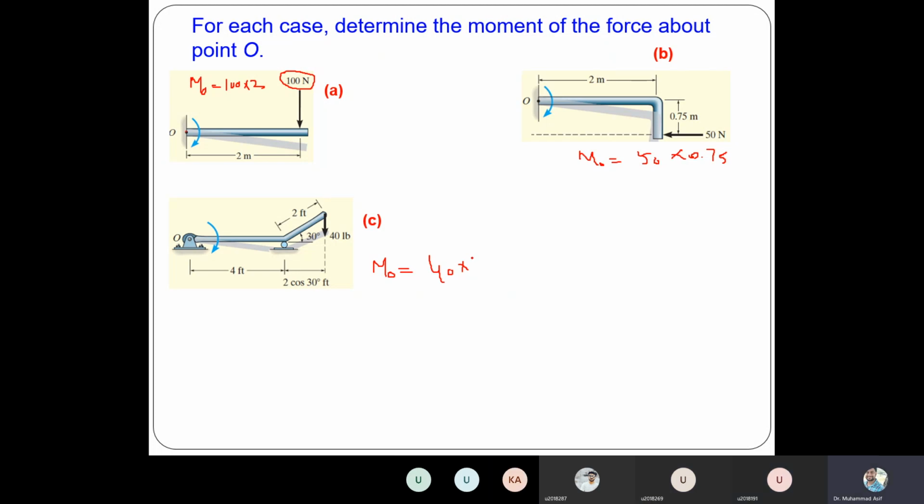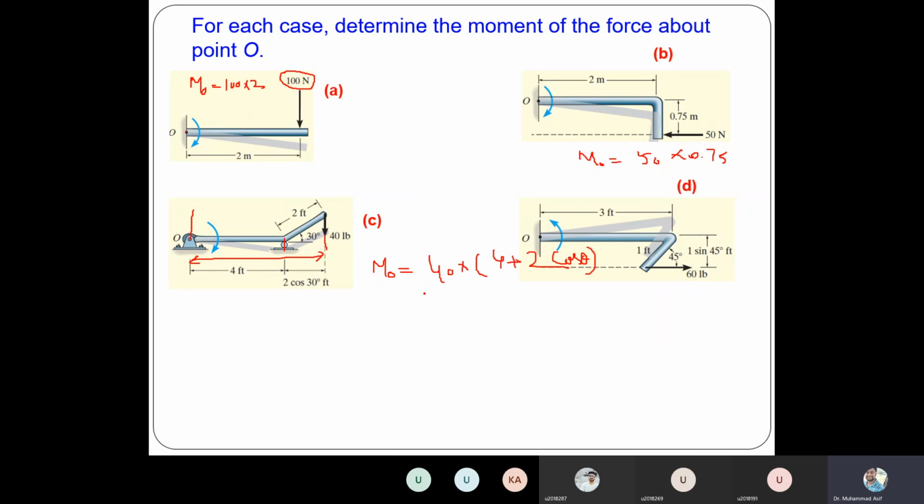Yeah, that's true. So that would be basically the moment arm, because we have to take the moment arm about point O. About point O, this is the line of action of the force. So basically we need the total distance from here to here, right? The total distance from here to here is 4, and then from here to here is 2 cos 30, right? So 4 plus 2 cos 30. So that will be the moment arm. If you simplify, that will give you the value of the moment about O. What about this one?